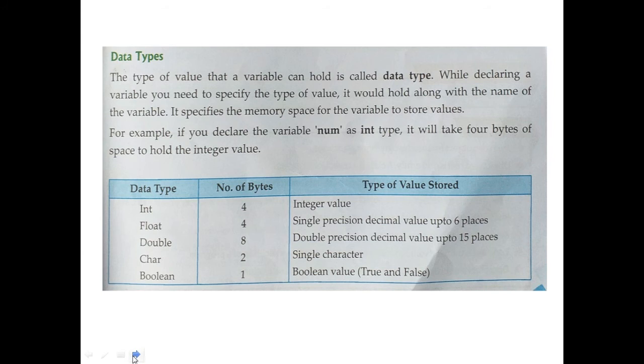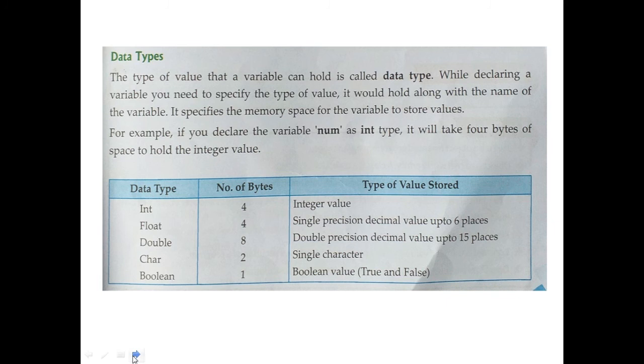So next topic, students, we have data types. The type of value that a variable can hold is called data type. You have seen in the programming that I used int. Int stands for integer value, and the number of bytes, meaning the storage capacity, is 4. Float, with single precision, takes point values, decimal values, up to 6 places. Number of bytes is 4. Double is 8, double precision, up to 15 places. Char is 2, a single character, and boolean is 1, that is either a true or false value.